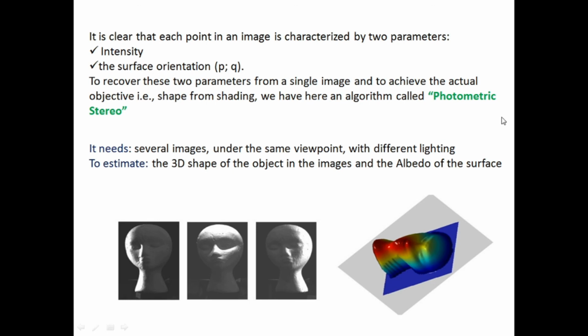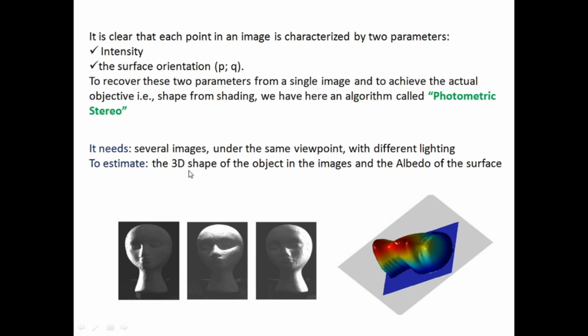So what is the concept of photometric stereo here? It needs several images of the same scene under the same viewpoint. These three images are in the same viewpoint, but with different lighting conditions. For this image the light is somewhere here, for this image the light is above at the top, and for this image the light is placed at the right side.